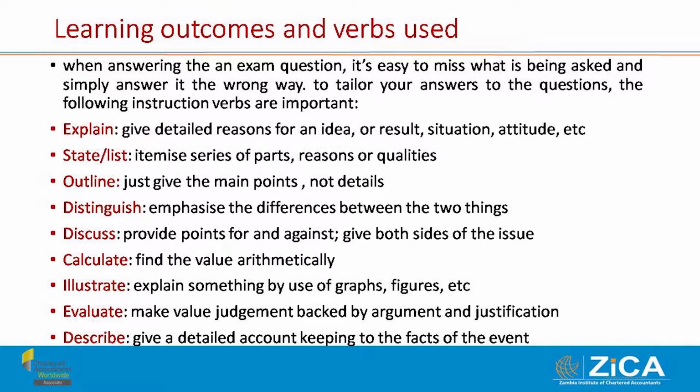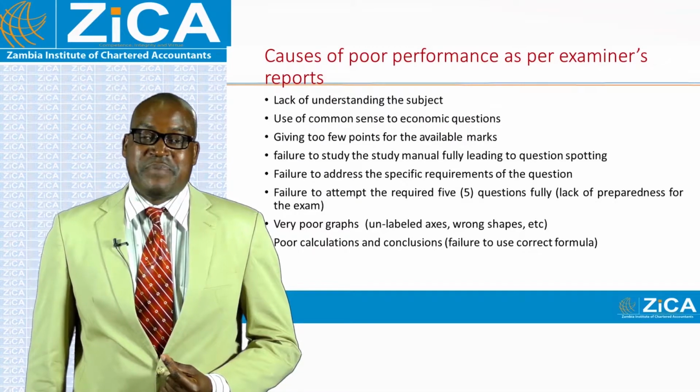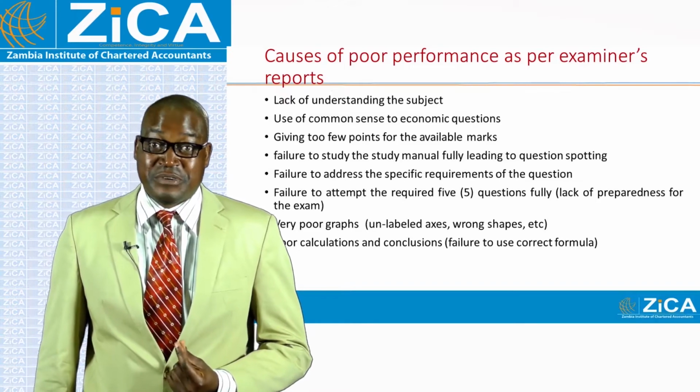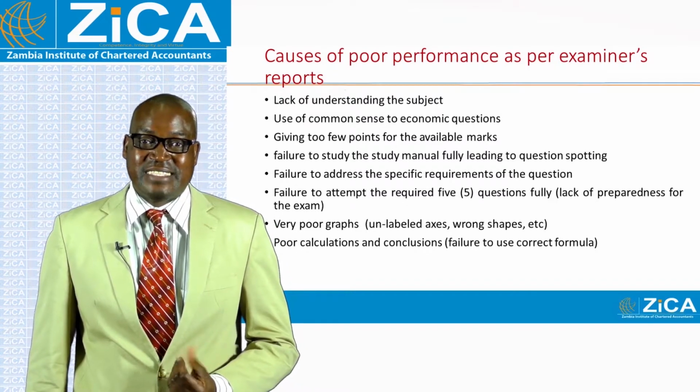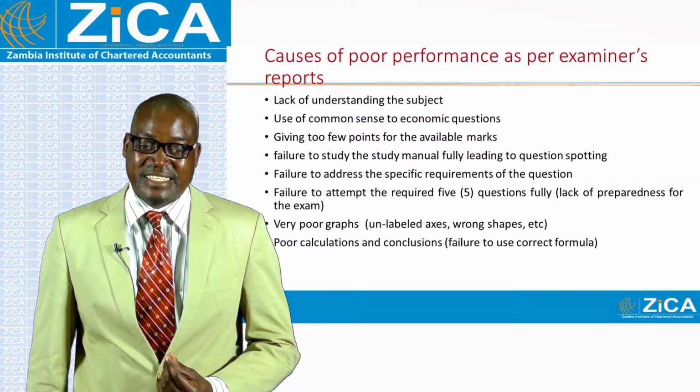For example, if a question says explain the functions of money, and then you just list a function like money as a medium of exchange, then you won't earn the full marks because you have not explained, you have just listed. So I encourage candidates to pay particular attention to the verbs that are used in the questions. Performance in the past examination papers in DA3 has not been very good. It has always been below average, standing at about 40%.